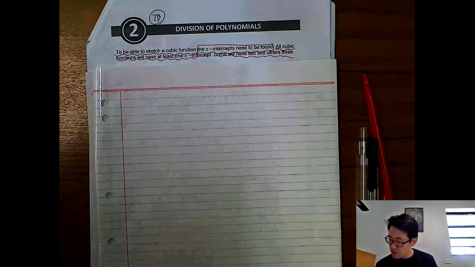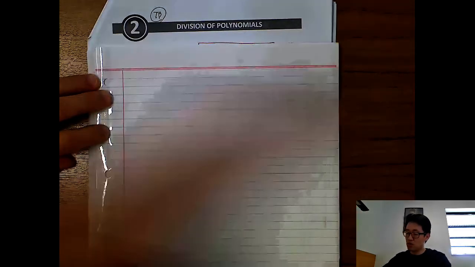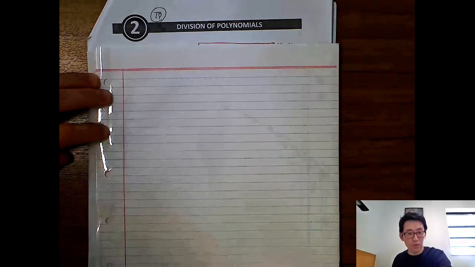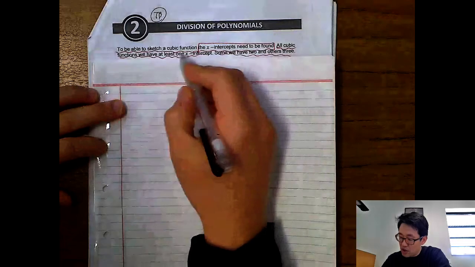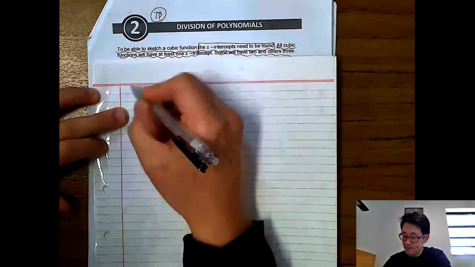Let's start the second section, division of polynomials. Usually we call it long division. Let's try long division. Before we start, to be able to sketch a cubic function, it will look like this.